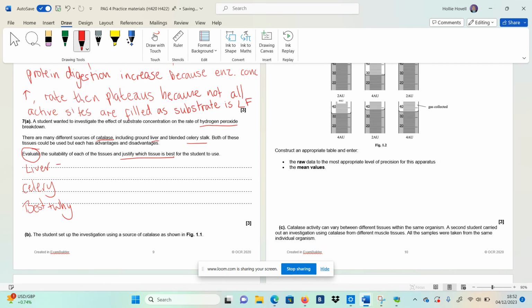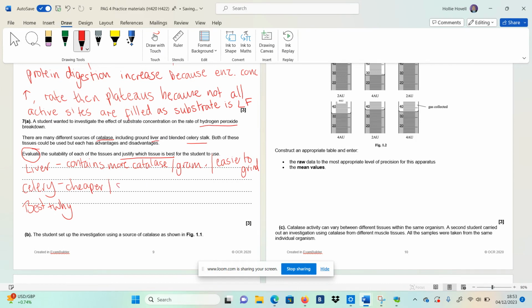So you could have said liver contains more of the enzyme catalase per gram. You could have said the liver is easier to grind than celery would be. You could have said the celery is cheaper. So just thinking of reasonable things. It's not things you'll have learned in the specification.